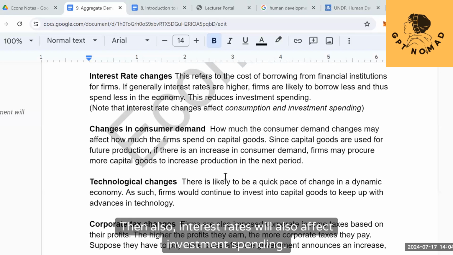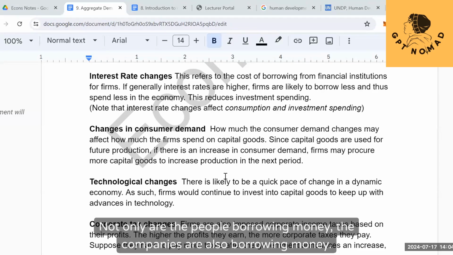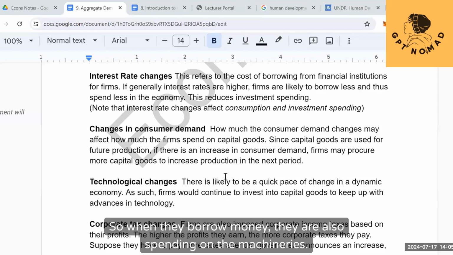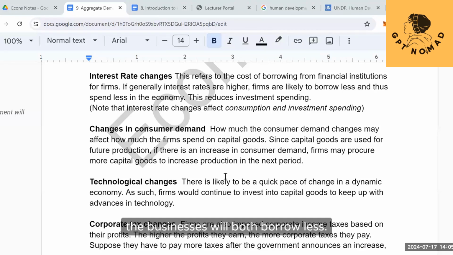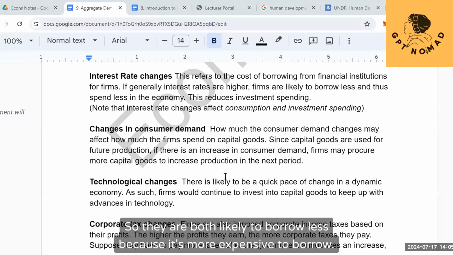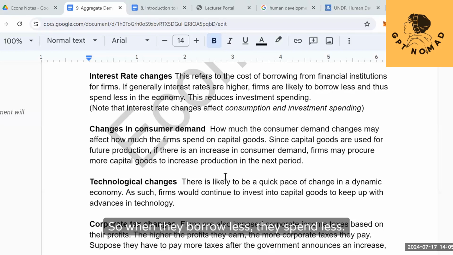Then interest rates will also affect investment spending. Not only are the people borrowing money, the companies are also borrowing money. And when they borrow money, they are also spending on the machineries. So if the interest rates are higher and higher, the consumers and also the businesses will both borrow less, because it's more expensive to borrow. So when they borrow less, they spend less. All right, or when it's cheaper to borrow with a lower interest rate, they are likely to borrow more and then spend more.